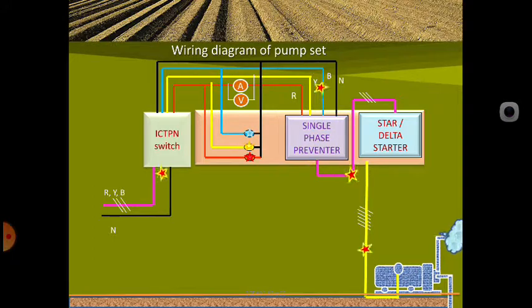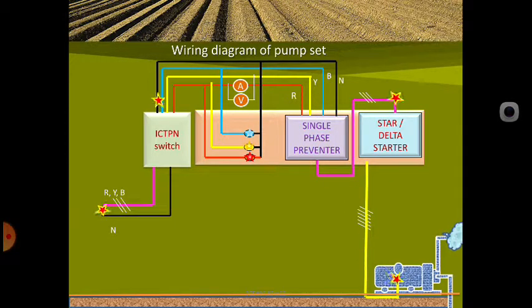So this is one thing we are going to learn. Now let us look at the wiring diagram, the operation of the pump set, and at how many stages we are going to control our motor. If anything happens, we can stop at the star delta starter, and we can stop at the ICTPN switch. If the problem occurs at the input itself, the single phase preventer will automatically take care of it. So these are the different stages at which the motor can be controlled.